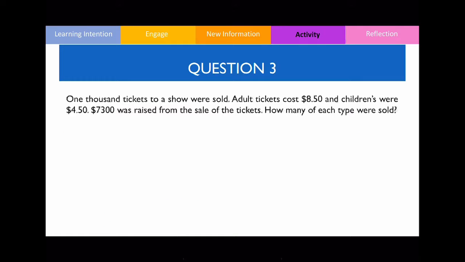For question 3, this is going to involve writing a pair of simultaneous equations. It says 1,000 tickets to a show were sold. Adult tickets cost $8.50 and children's were $4.50.